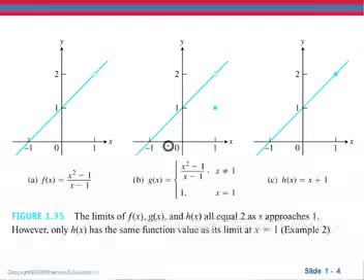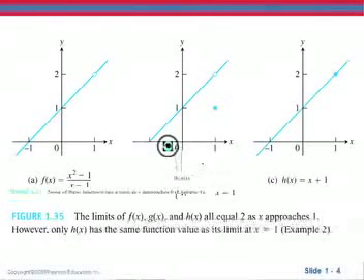As we get closer and closer to 1, our y values get closer and closer to 2. Even though in graph A, f of 1 is not defined. In graph B, f of 1 is defined, but it's not 2. As we get closer and closer to 1, on each one of these graphs, our y values will get closer and closer to 2.